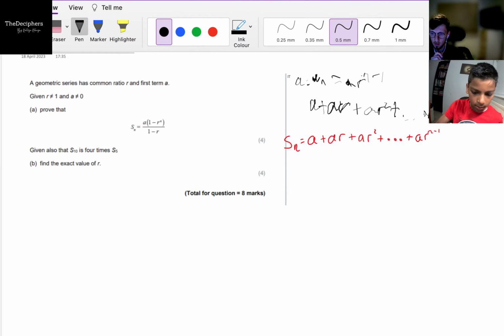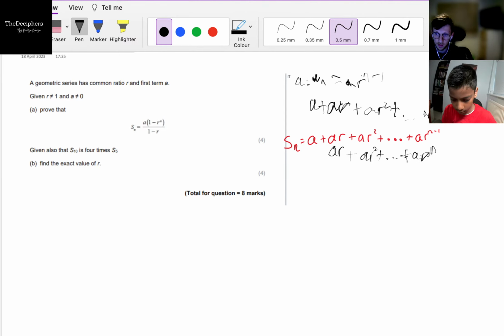I guess that would just move up to make a r plus a r squared plus ... plus a r to the power of n. I've written it just underneath its corresponding term. Yeah, perfect. Okay, and that is r S_n, isn't it? Because remember we've timesed the left hand side by r as well.